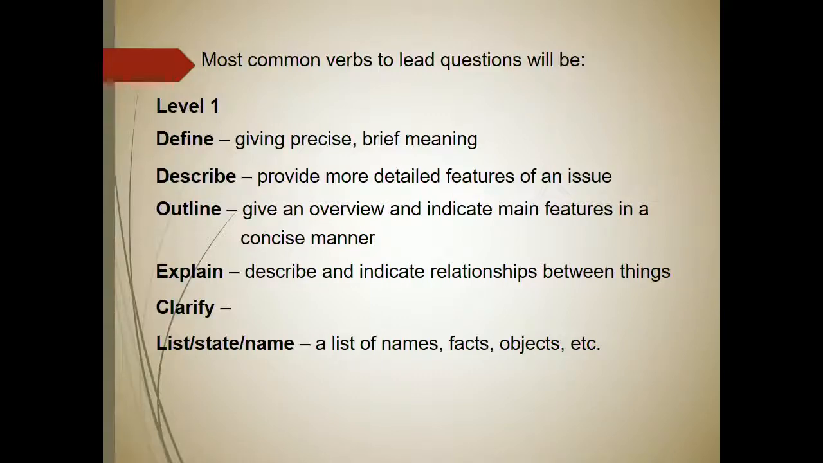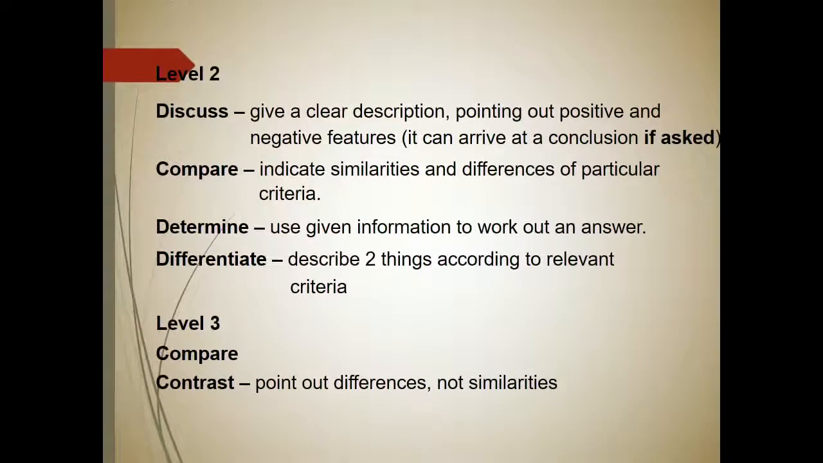Then we have outline: give an overview and indicate main features in a concise manner. Then we have explain: you describe and you indicate the relationship between things, you clarify. When you are clarifying, you are making certain things clear. When you are listing or naming, you are just giving names, facts and objects. So you need to understand the level of the question. Is it at level 1, level 2, or level 3? Because this level guides you on how much you should give.